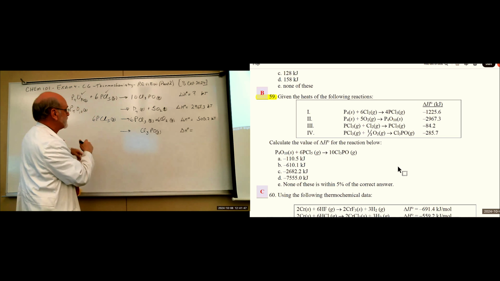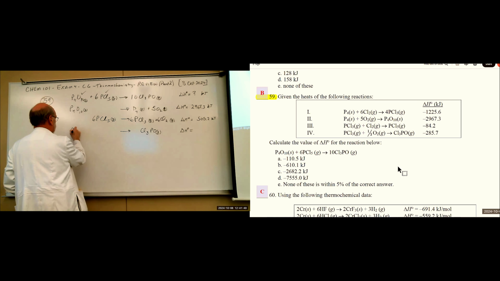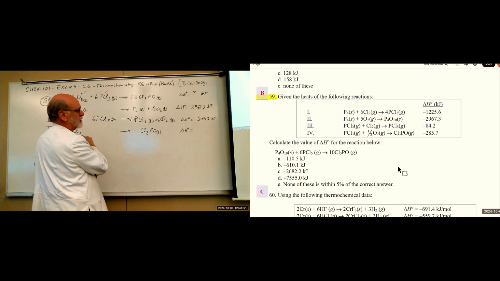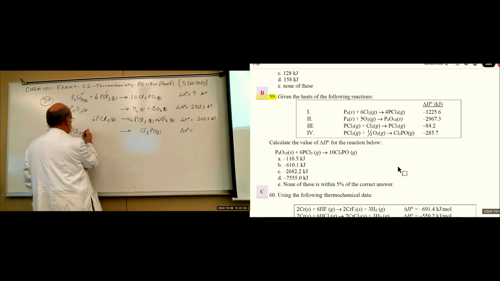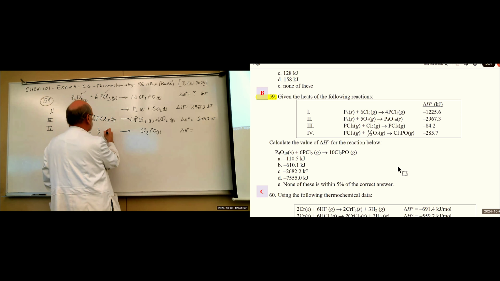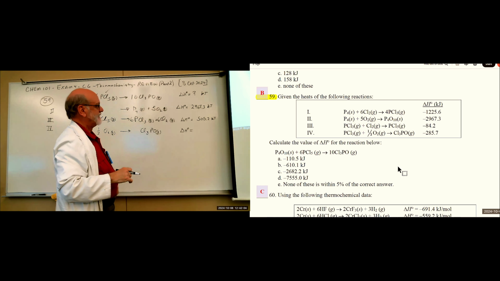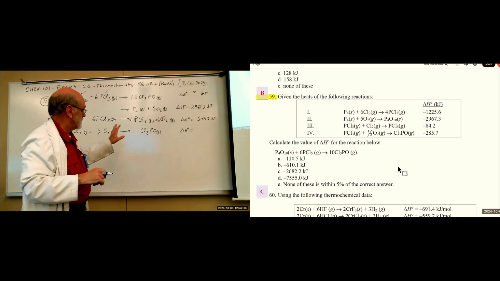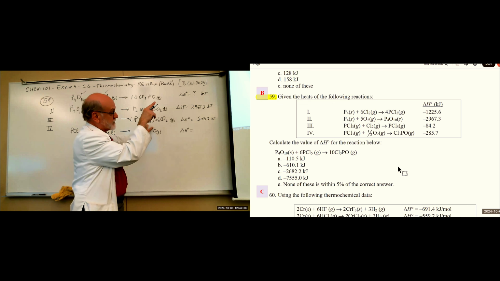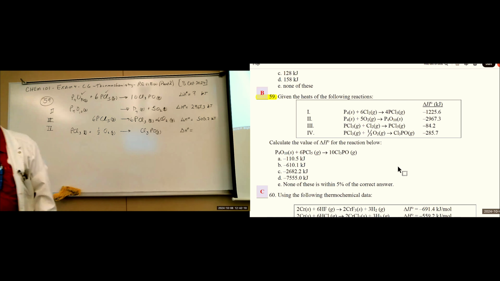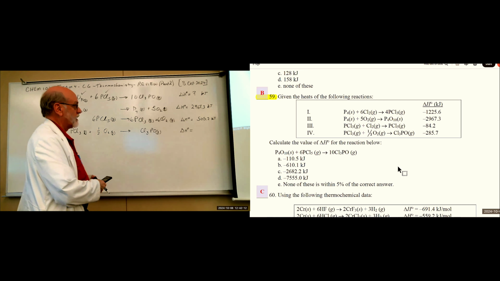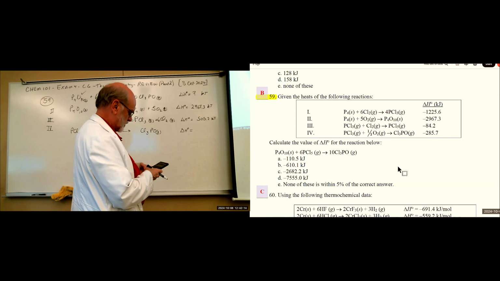And on this side, we have PCl3 gas. And we start off with a half an O2, but we have to multiply it by 10. Since this is on the side that's in the equation, we don't change the sign, but we do have to multiply it by 10. So I'm going to go ahead and do that one.